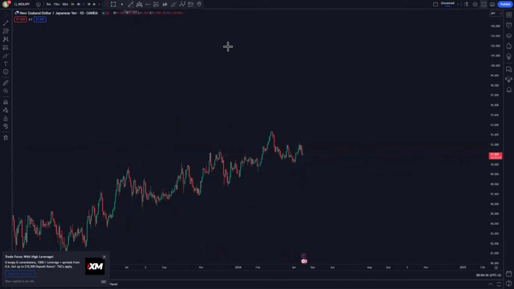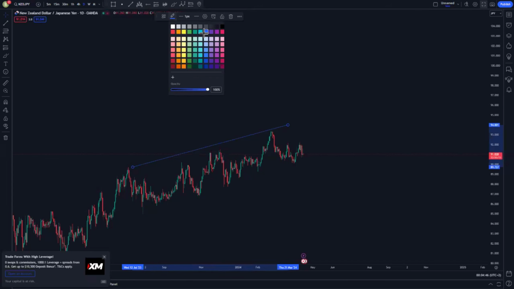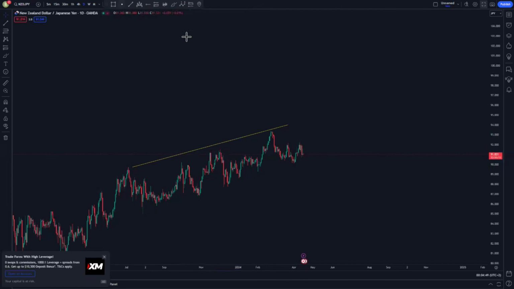So for your trend line to be correct, guys, you need 2 to 3 touches. As you can see, we have the first one, second one, and third one. So I'm gonna change the colors here. So it can be yellow, it's more visible. So after the high, we're gonna highlight the low. So that's what we have.